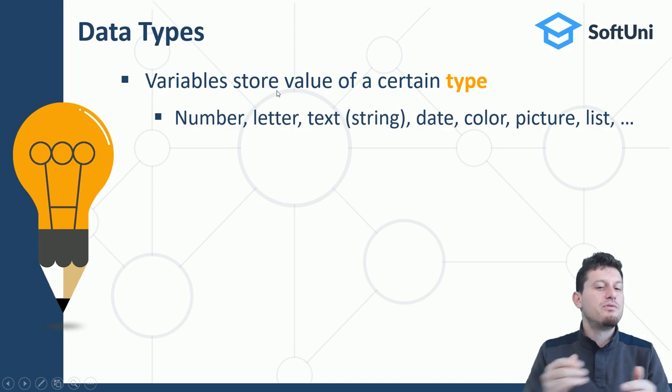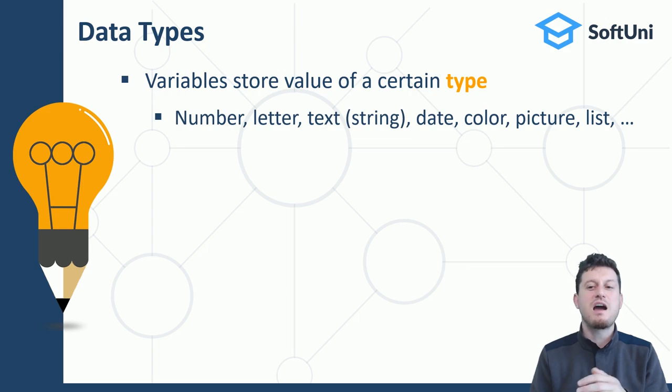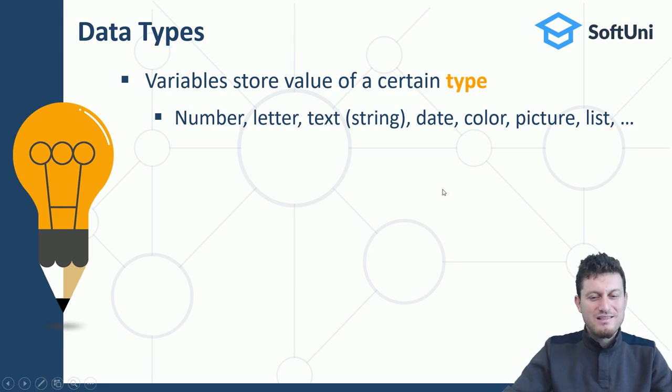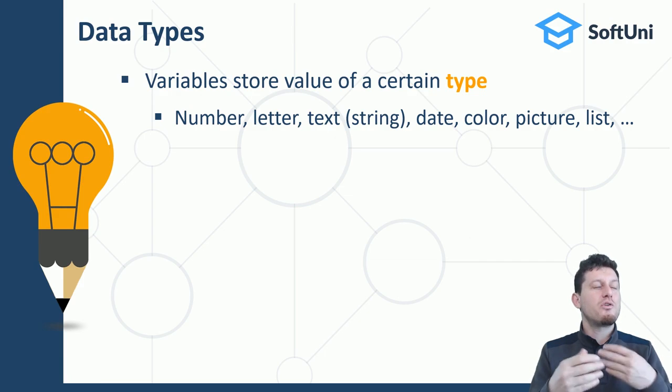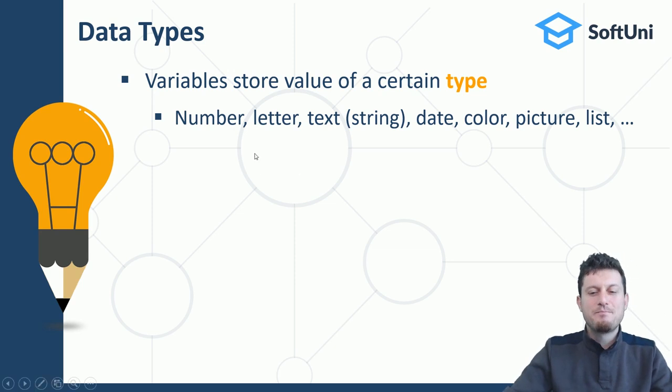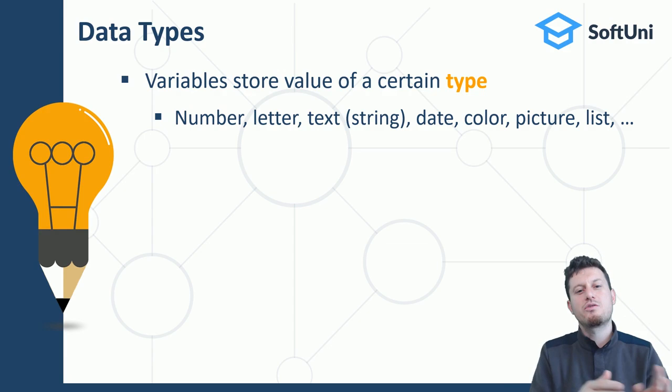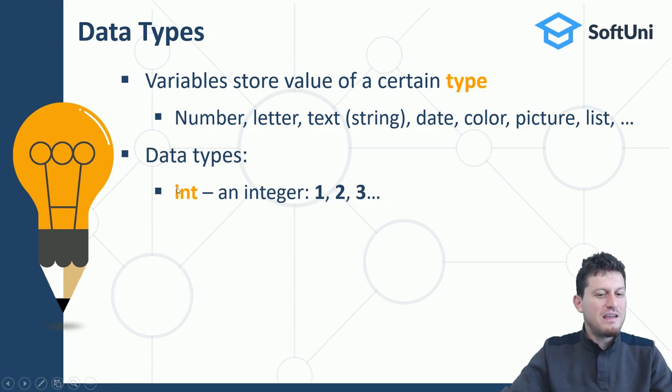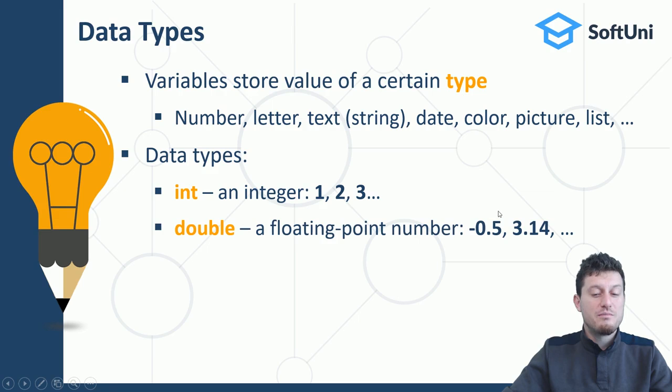So a variable type can be a number, or letter, or text, or date, or color, or picture, or a list of something, or a list of images, or it might be a count, it might be many things. But types define the range of the possible values. For example, if the type is integer, it should be an integer, a whole number without a fractional part, and it has a certain range. For example, the int type is from -2 billion to 2 billion. Data types like int are integers, just like 1, 2, 3, etc. Double is a floating point number like -0.5 or 3.14.